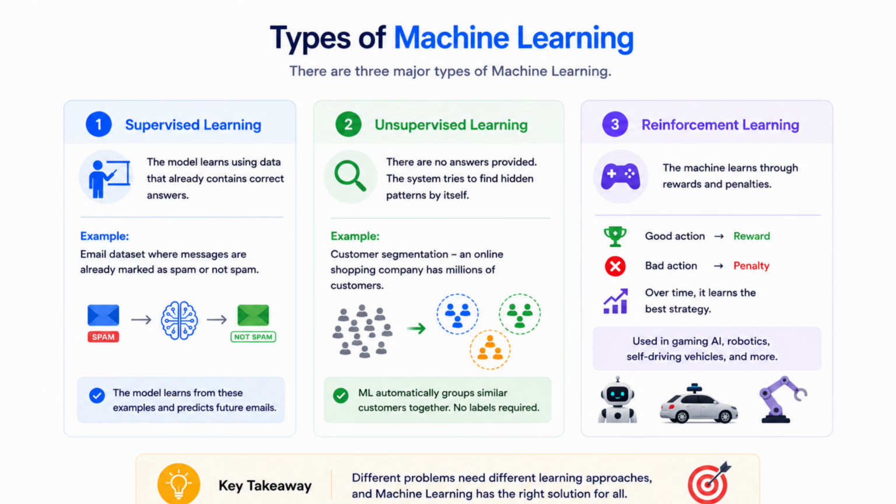The third type is reinforcement learning. This is how many gaming AI systems learn. The machine learns through rewards and penalties. If it performs a good action, it receives a reward. If it performs a bad action, it receives a penalty. Over time, it learns the best strategy. Many robotic systems and self driving vehicle technologies use this approach.